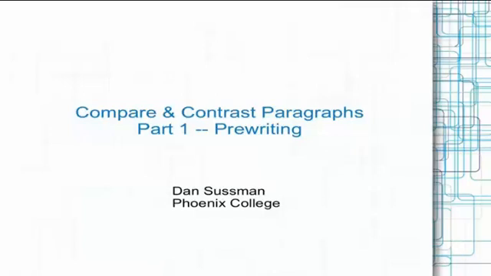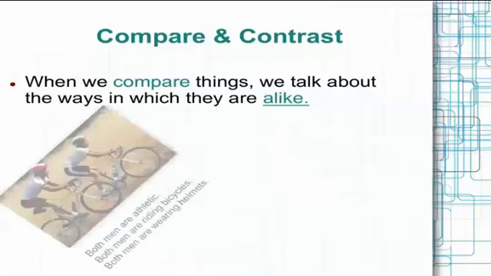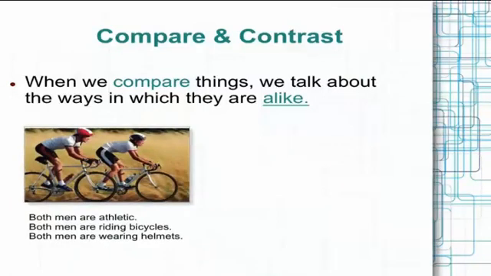You may already be familiar with the terms compare and contrast, and you may already know what compare and contrast paragraphs are about. But as a lead-in, let's discuss the terms. When we compare things, we talk about the ways in which they are alike. For example, here's a picture of two men riding bikes together. Both men are athletic. Both men are riding bicycles. Both men are wearing helmets.